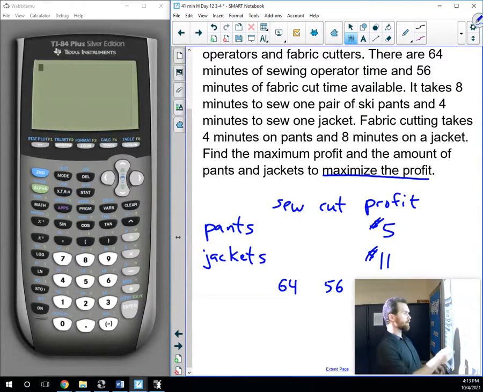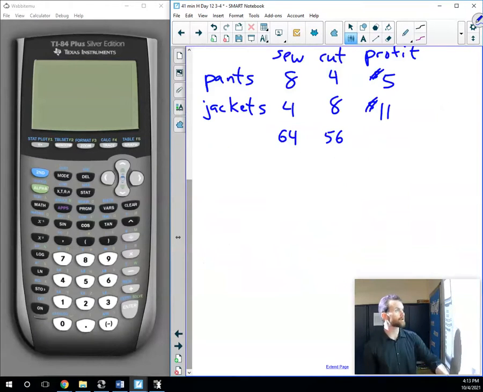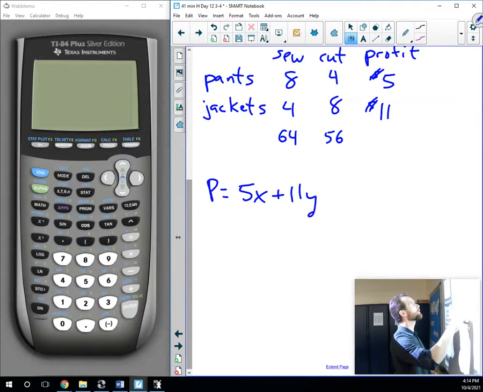Takes 8 minutes to sew 1 pair of ski pants. Sewing 8 minutes pants. I'm losing track of where I am. There we go. And 4 minutes to sew 1 jacket. And fabric cutting takes 4 minutes on pants and 8 minutes on a jacket. So find the maximum profit and the amount of pants and jackets to maximize that profit. All right, now we're ready for our linear program. So the objective function, we're trying to maximize profit, so that would be 5x plus 11y. We'll make the pants x and the jackets y.